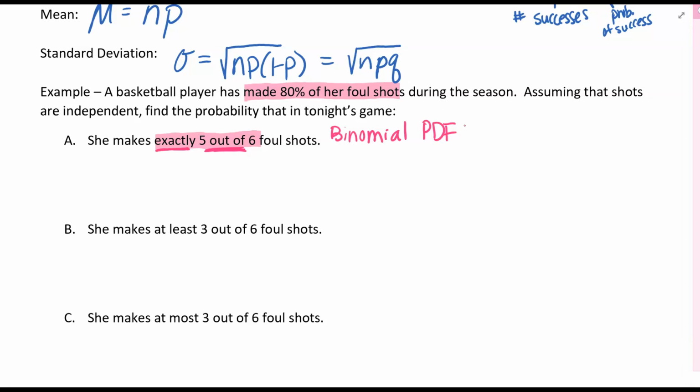So my formula is going to be 6 choose 5. The 6 is the N, the total shots. She has 6 total shots. And her number of successes is 5. That's K. So this is going to be N choose K. N is 6 and my K is 5. So 6 choose 5. And that's not a fraction. That's not 6 over 5. That's 6 choose 5.